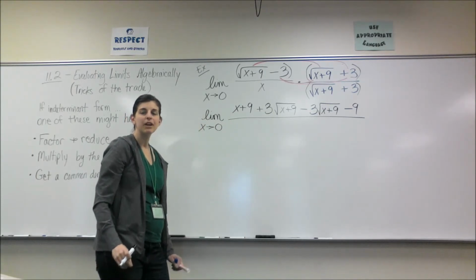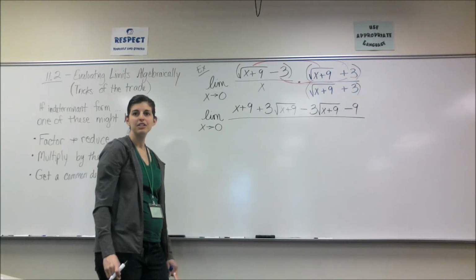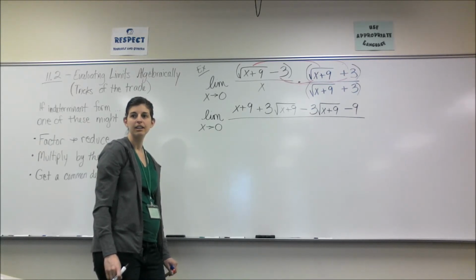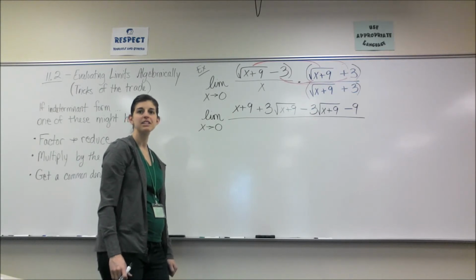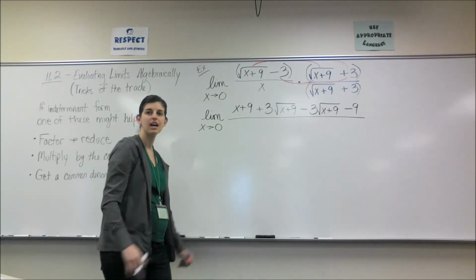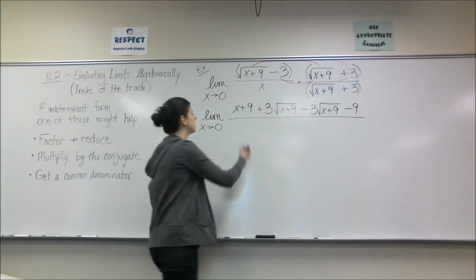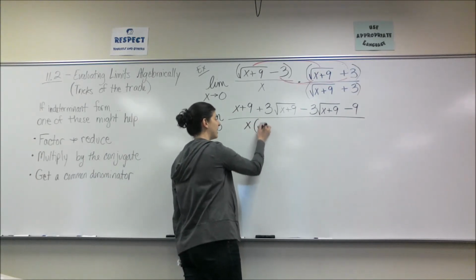I would not recommend you multiply the denominators together until you absolutely need to, and you'll see why in a second. So don't multiply the denominators, don't simplify the denominator yet. Just add x times the quantity square root of x plus 9 plus 3. Exactly.